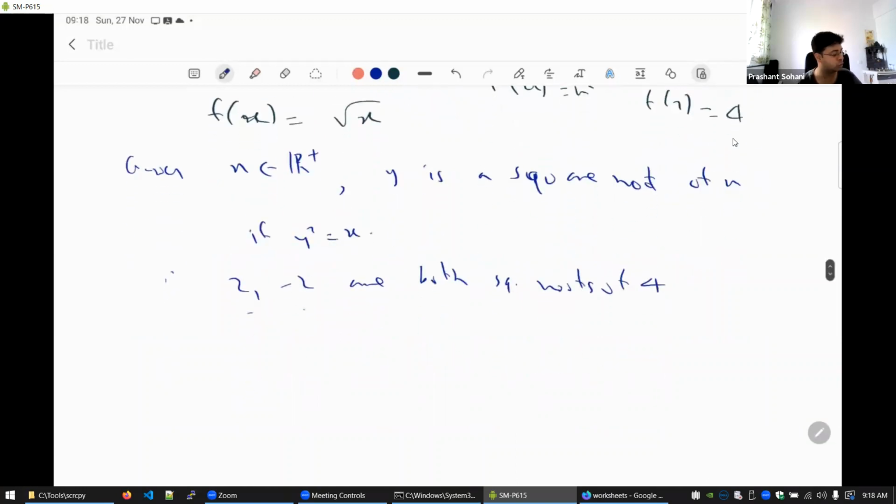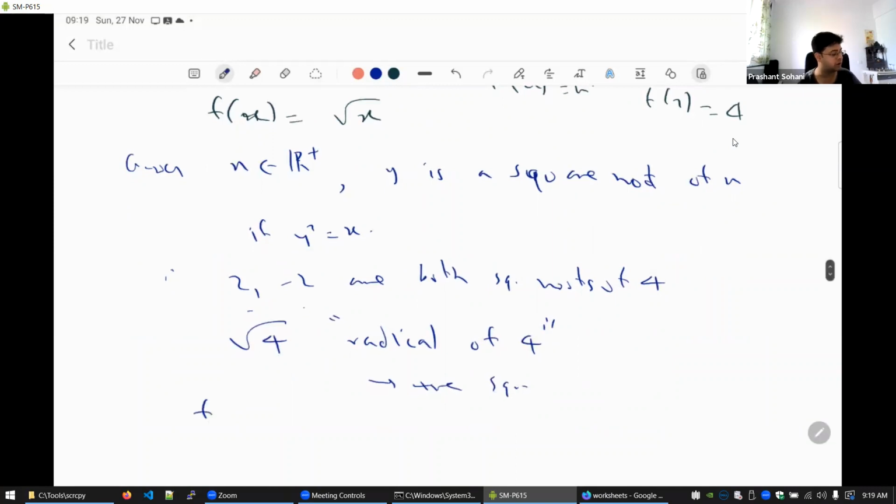But when we write root of 4, this does not mean square root of 4. The technical name of this is called radical of 4. And the radical is always supposed to indicate the positive value. Okay. So radical is always the positive square root. So therefore, in this way, f of x equal to root x is a function, because the use of this symbol means that we are talking about the positive square root.